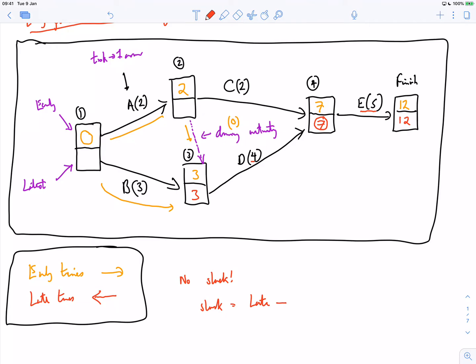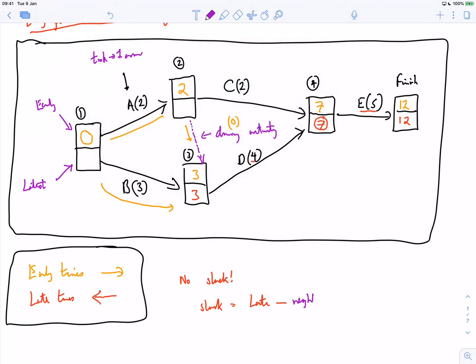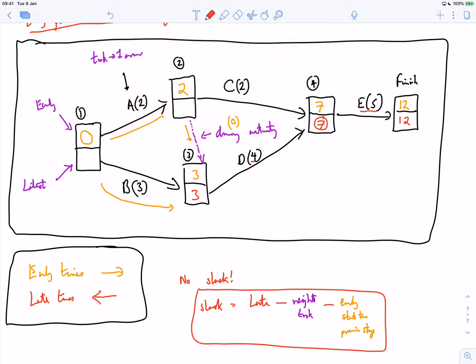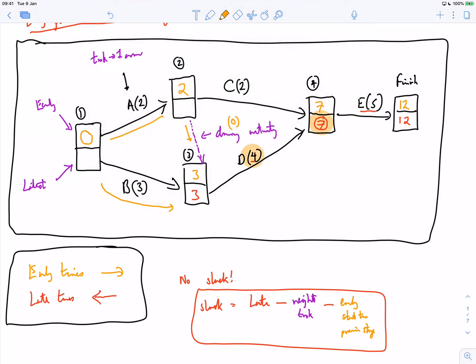minus the weight of the diagram, the weight of the task, and then it's also subtract the early start time of the previous stage. Okay, so slack isn't just something I'm making up, it's an actual term, and the slack is essentially, it's this number minus this number minus this number. So what is 7 minus 4 minus 3?